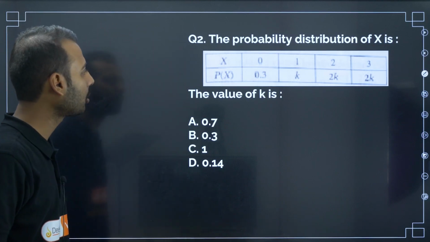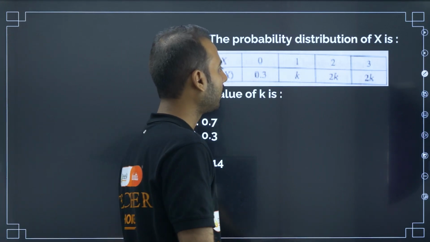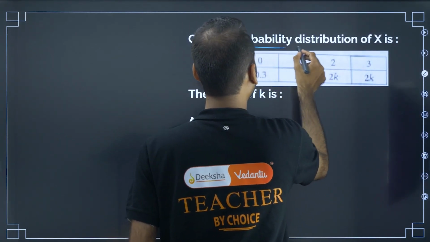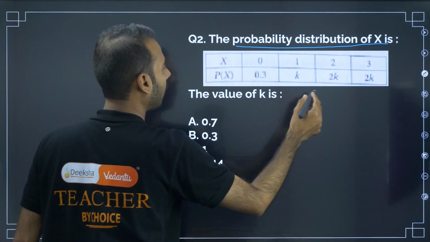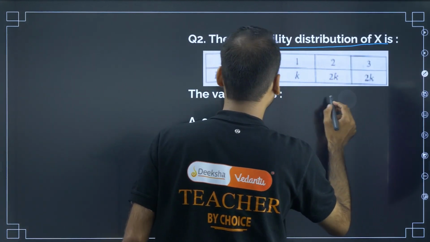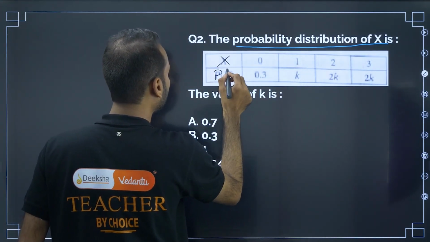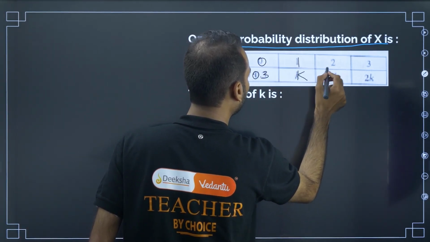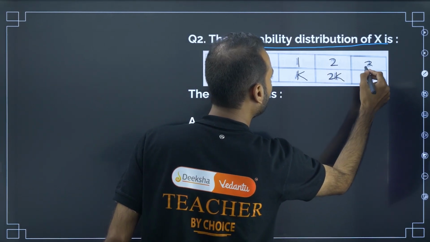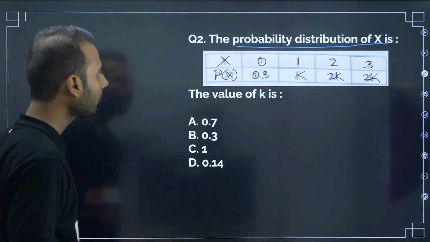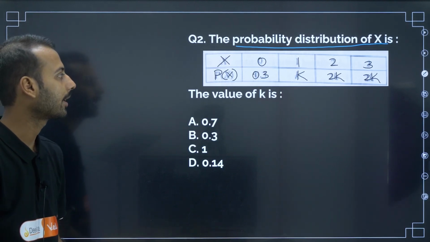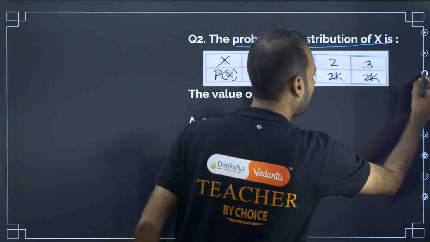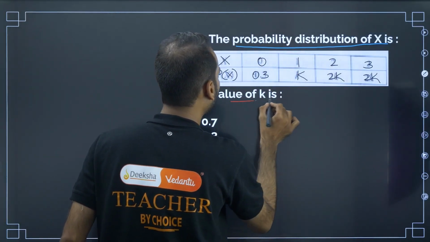The probability distribution of x is given like this. Let me write it since it is not clear: this is x, this is p of x. For x = 0, p is 0.3; for 1, k; for 2, 2k; for 3, 2k. The probability distribution of x is given like this. The value of k is, what are they asking? They are asking to find the value of k.